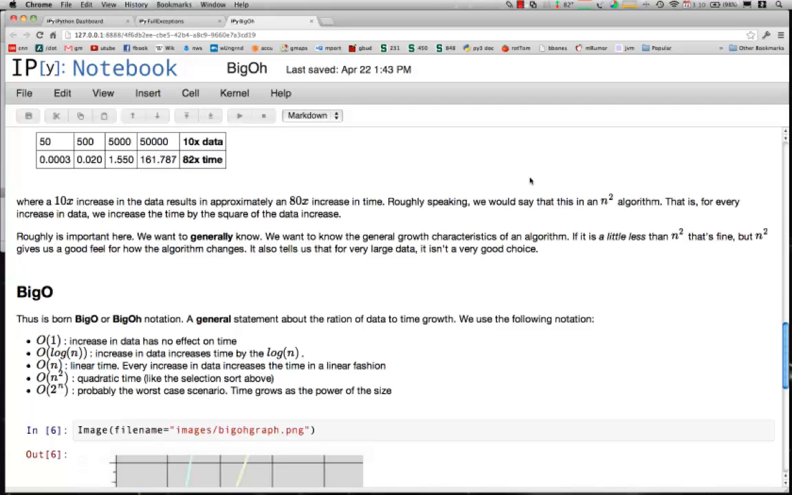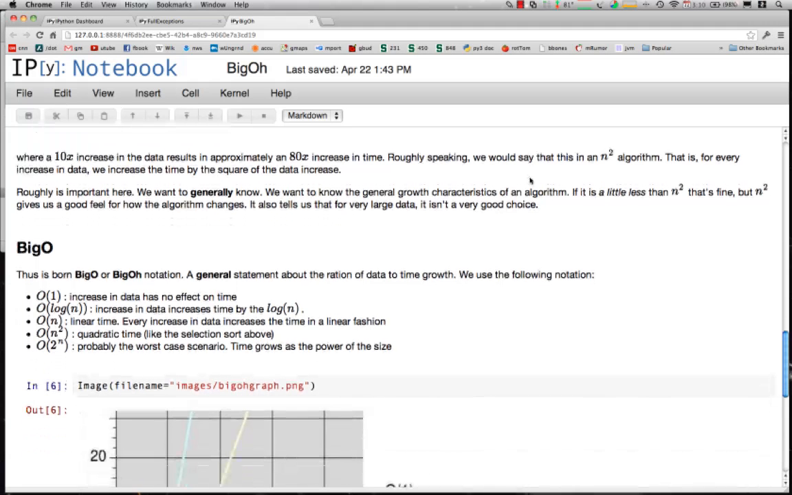And it's this, roughly speaking, that gives us an idea about how long the algorithm would take to run, and we call this, typically when we summarize it, the Big O notation. And the Big O notation comes in these various forms, where the element in parentheses is the ratio information. So Big O of 1 means that an increase in data has no effect on time. Big O of log n means that as the data increases, the time increases by the log of n.